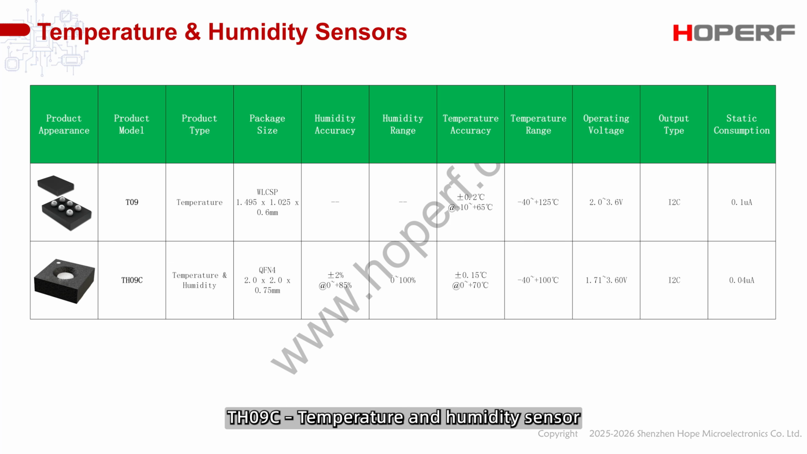DH9C temperature and humidity sensor, package size 2.0 by 2.0 by 0.75 millimeters. Temperature range minus 40 to plus 100 degrees Celsius. Temperature accuracy plus or minus 0.15 degrees Celsius at 0 to plus 70 degrees Celsius. Humidity accuracy plus or minus 2% RH at 0 to 85% RH.